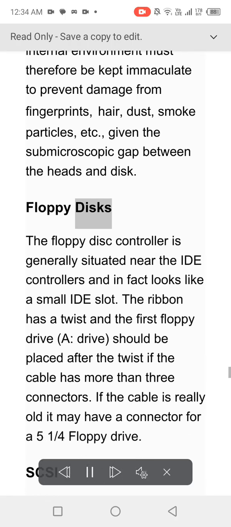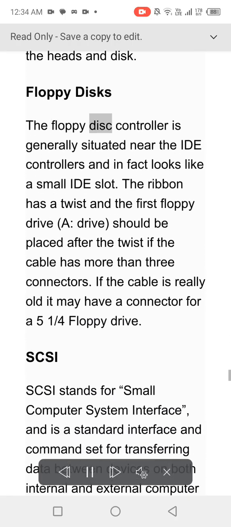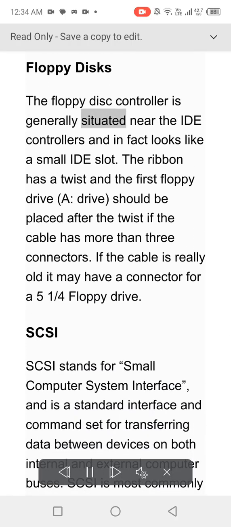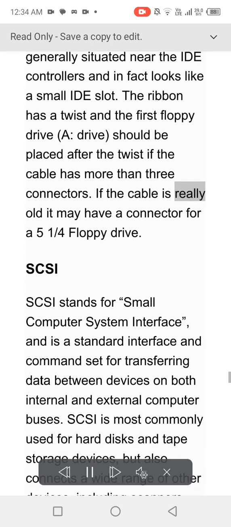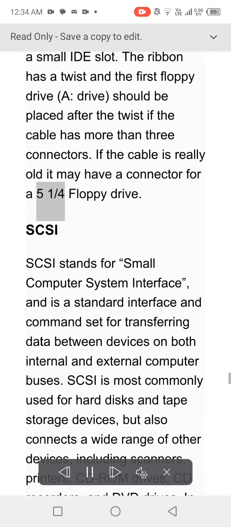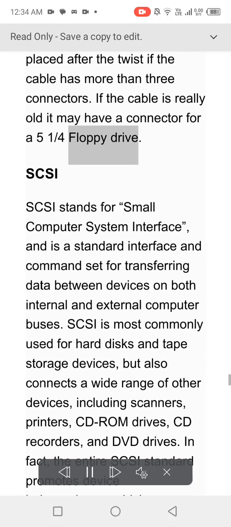Floppy disks. The floppy disk controller is generally situated near the IDE controllers and in fact looks like a small IDE slot. The ribbon has a twist and the first floppy drive, A drive, should be placed after the twist if the cable has more than 3 connectors. If the cable is really old, it may have a connector for a 5 1/4 floppy drive.